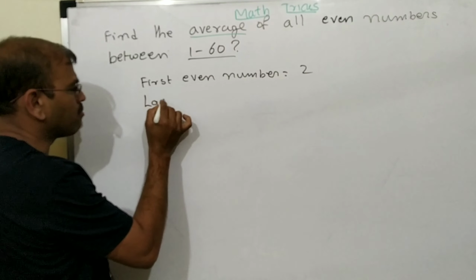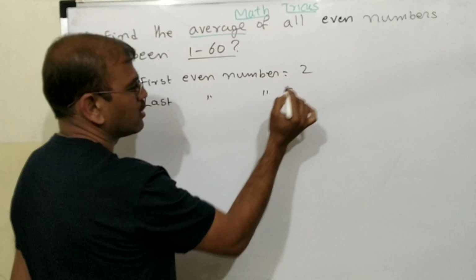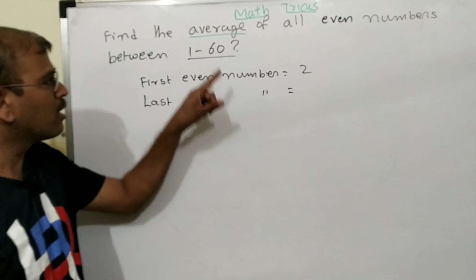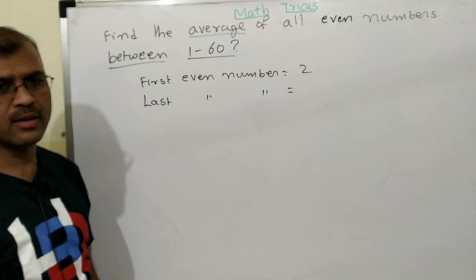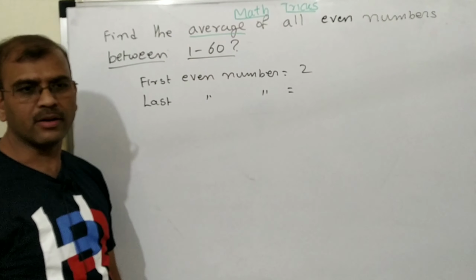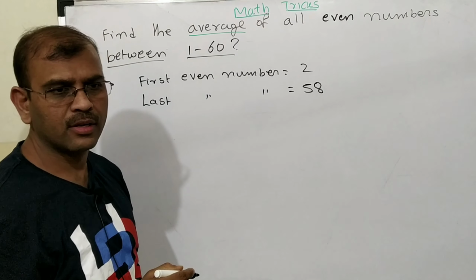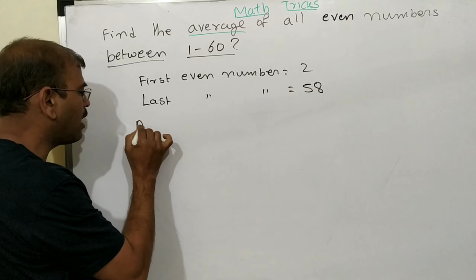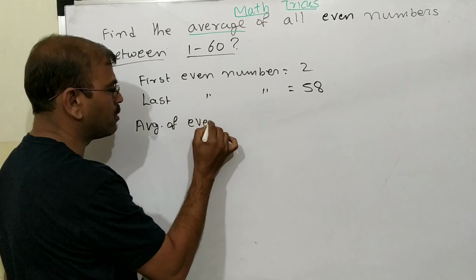Now the last even number. What will be the last even number? Make sure that it is not 60, because our question says between 1 to 60. So the last even number is 58.